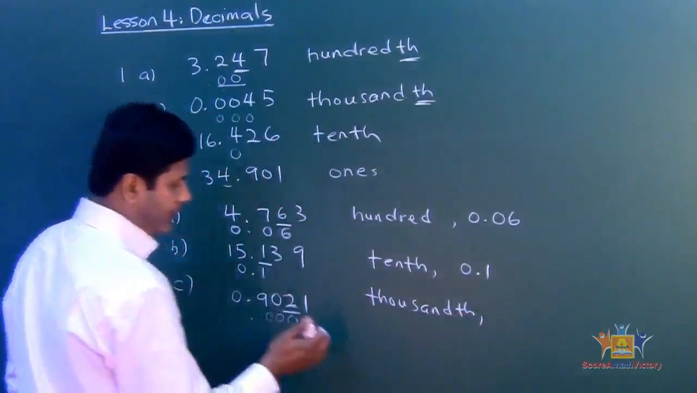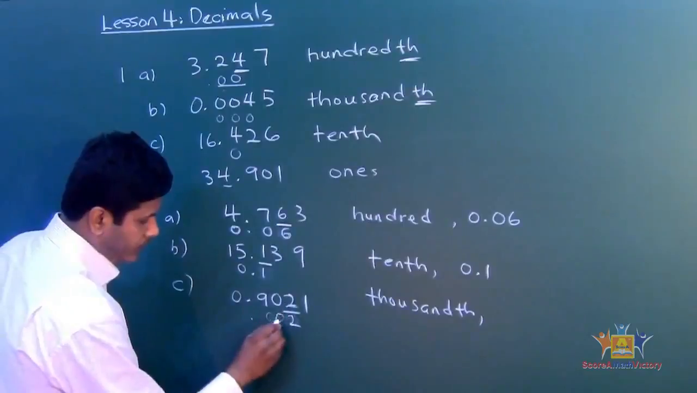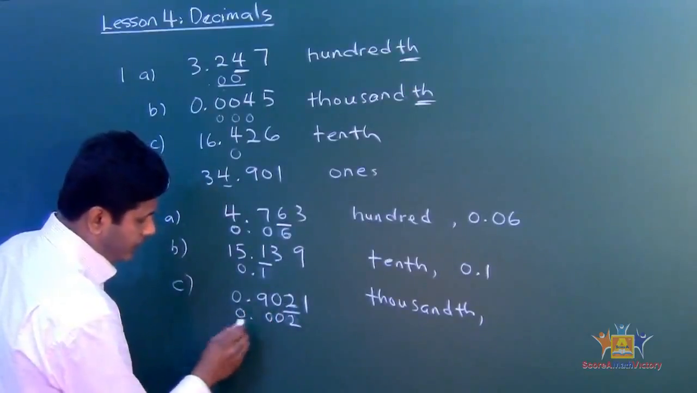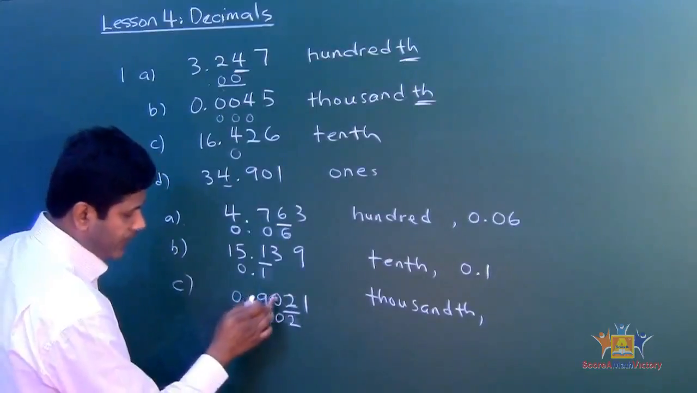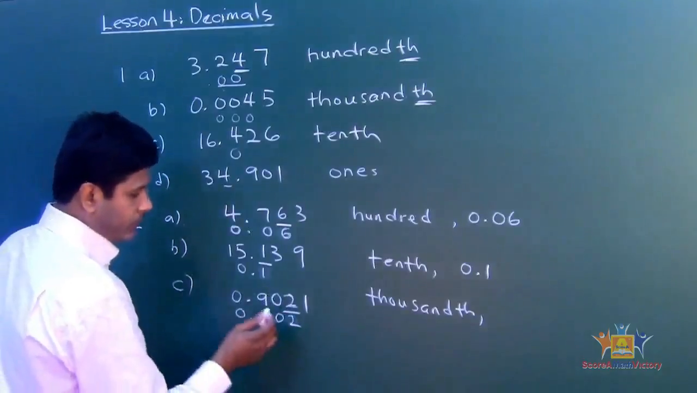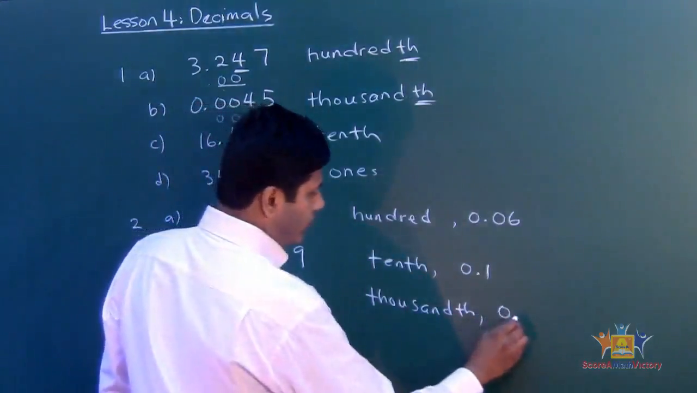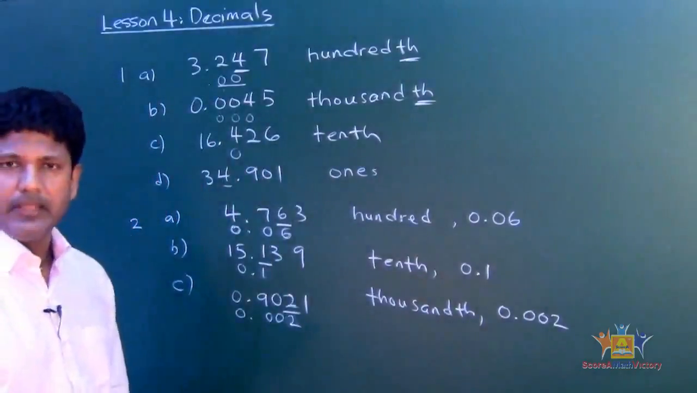And then to find the value of that, you just erase that, bring the 2 down. See that? And then put a 0 there. So 0.00, because that 0 is representing that, and the 2 you bring down. So that is the value of that digit, which is 0.002. Pretty easy, isn't it?